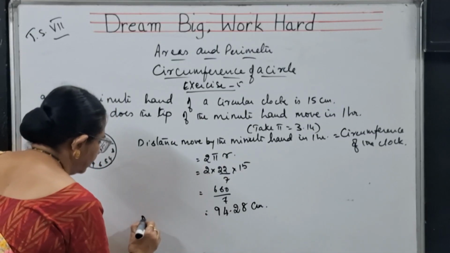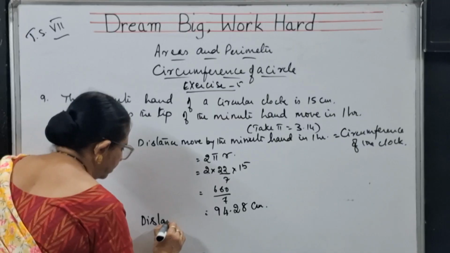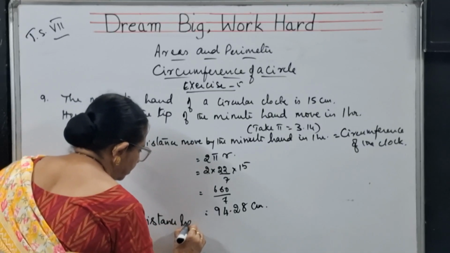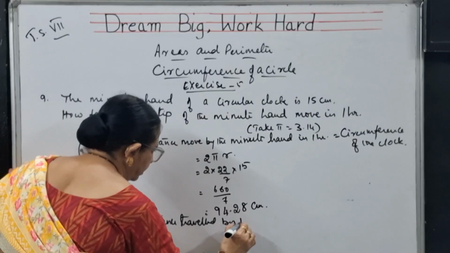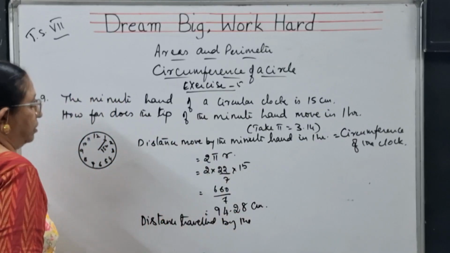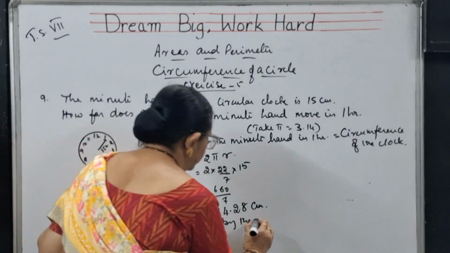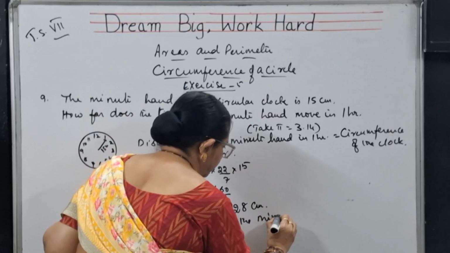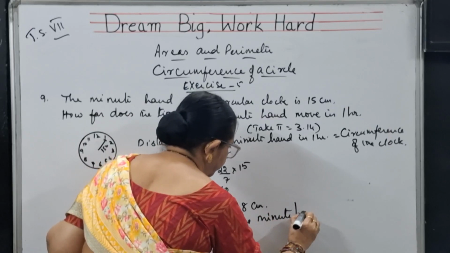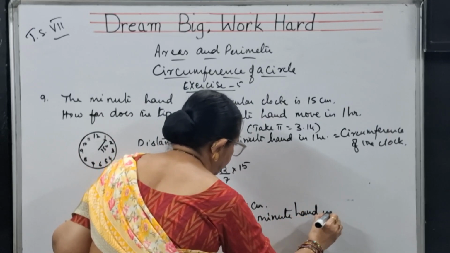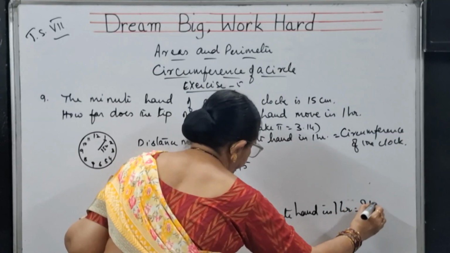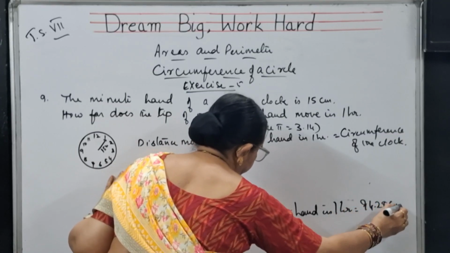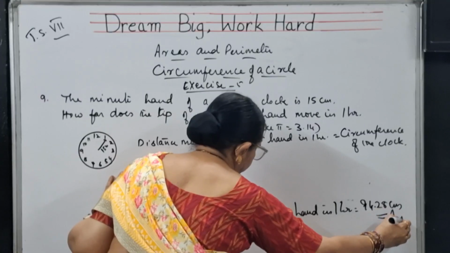Distance traveled by the minute hand in 1 hour is equal to 94.28 centimeters. This is the answer, children.